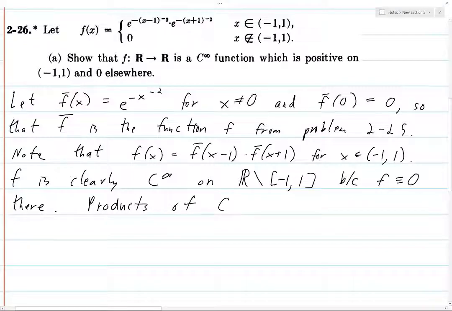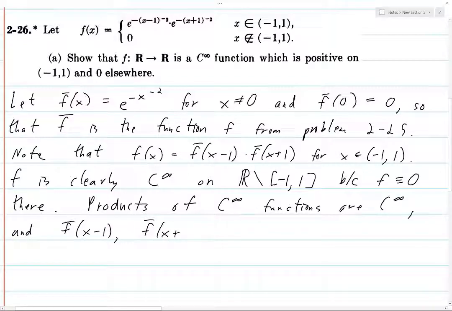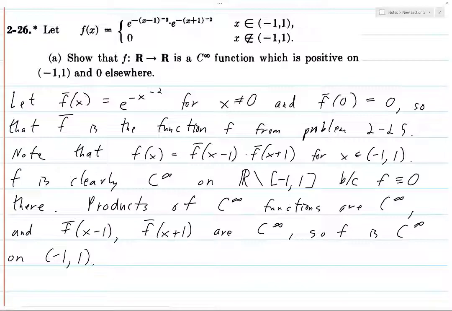Products of C infinity functions are C infinity, and the functions f bar of x minus 1 and f bar of x plus 1 are C infinity, and thus f is C infinity on the open interval from -1 to 1. So the fact that products of C infinity functions are C infinity is clear from the product rule of differentiation.